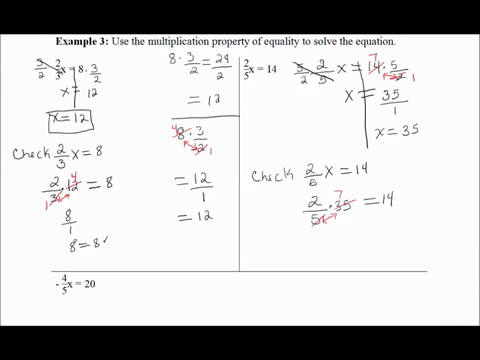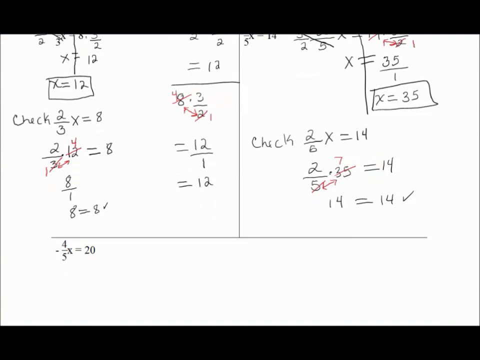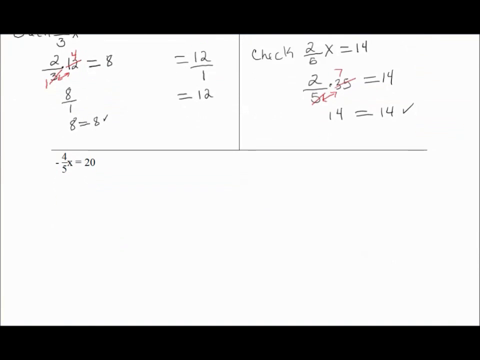So now 2 times 7 is 14. It's just going to be 14 over 1. I have 14 equals 14. So that lets me know that I have the correct solution. And the correct solution was x equals 35. Now let's look at this last one.